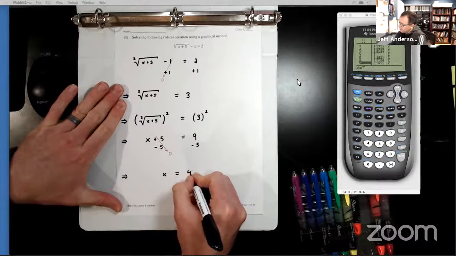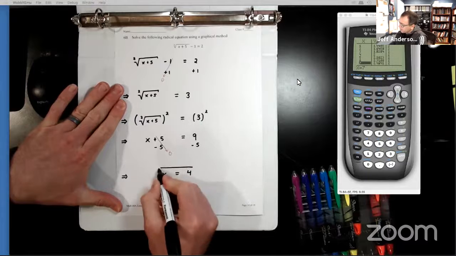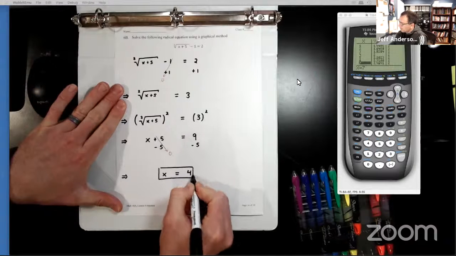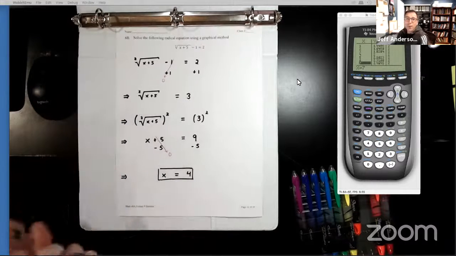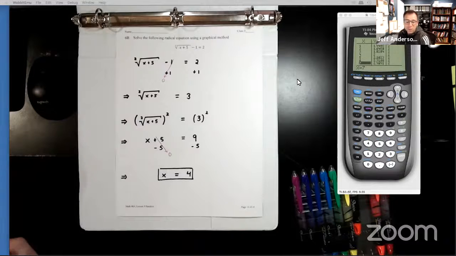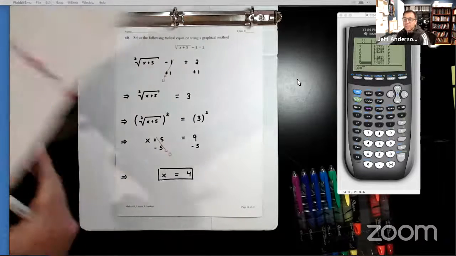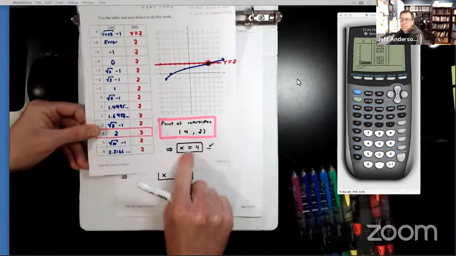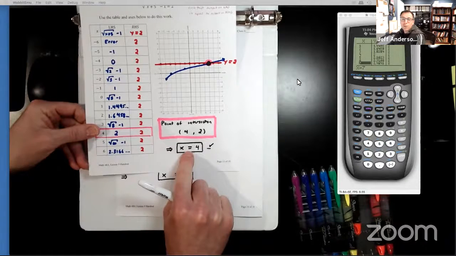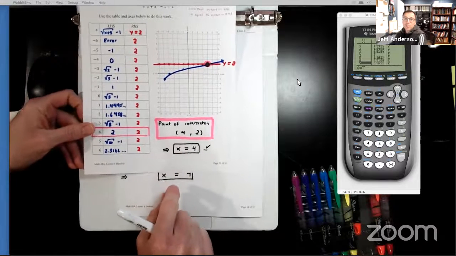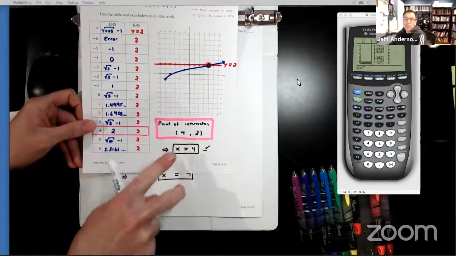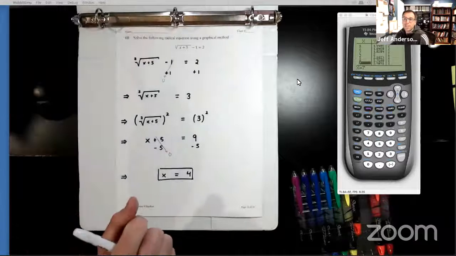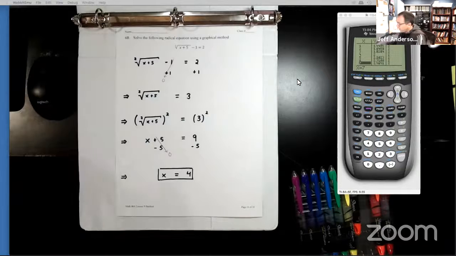And indeed, we see that x equals 4 is our algebraic solution to this equation, which is really, really nice because that's the same solution that we got using our graphical method. Two different ways to solve our equation, and yet the solutions end up being the same. We can go ahead and check.